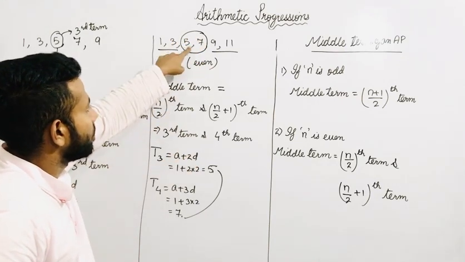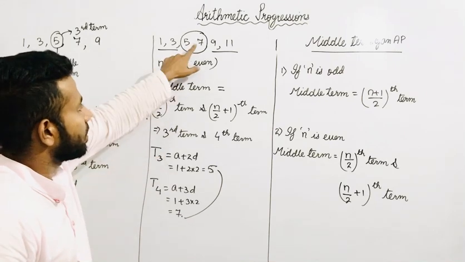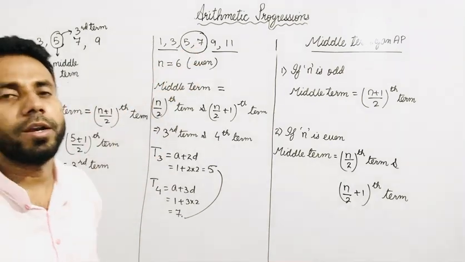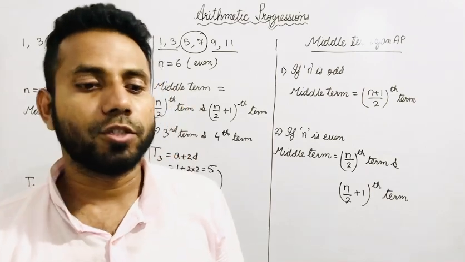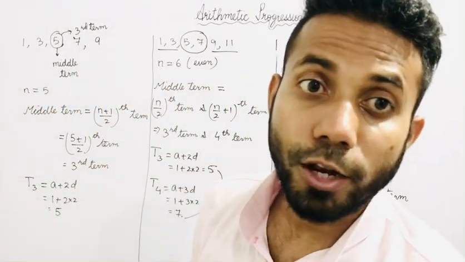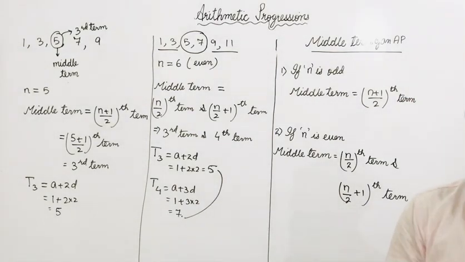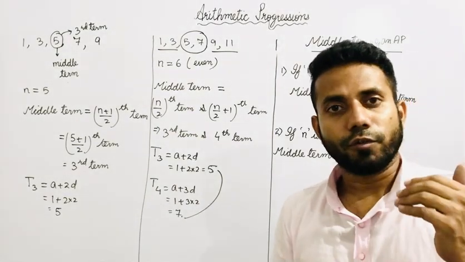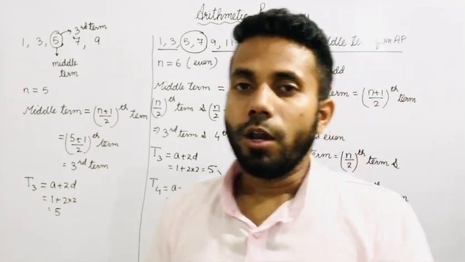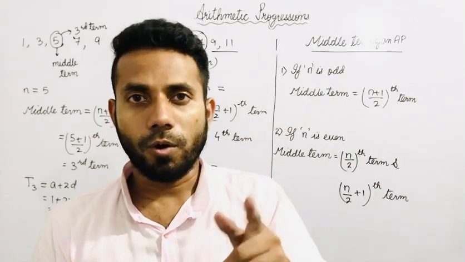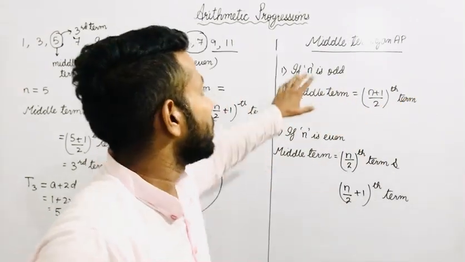Third term is 5, the fourth term is 7. This is how you calculate the middle term of an AP. First of all, you need to know the value of n. In order to calculate the middle term of an AP, calculate the value of n first. Look whether that n is even or odd. If it is odd, apply this formula.